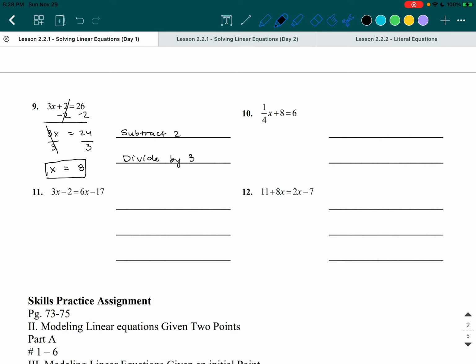All right, on the next one, let's have you guys pause it, try it out, and then unpause it when you're ready. Okay, the first step would be to subtract 8.